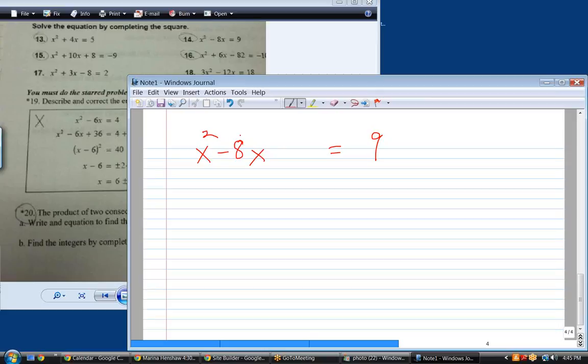So what we're doing is then do 4 times 4. Well, here, this is the way you want to think of this. We're taking half of the coefficient, we're squaring it, and we're adding it to both sides of the equation. That's the correct answer. Half the coefficient squared, added to both sides of the equation.